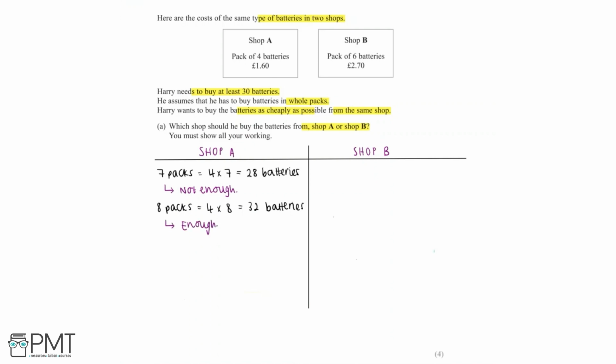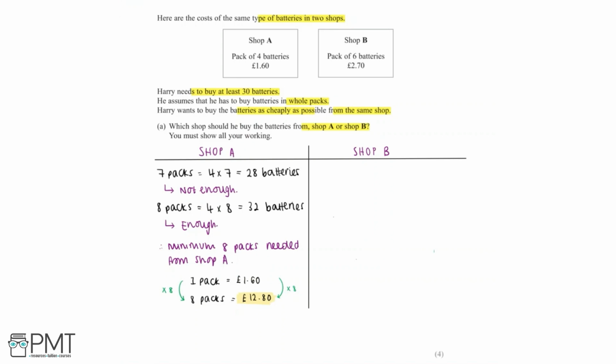We know that 7 packs of batteries from shop A will not be enough, and so we can say that the minimum number of packs that Harry can buy from shop A in order to have at least 30 batteries is equal to 8. Well, now that we've found out how many packs that Harry would need from shop A, we can find out how much he would pay. We know that 1 pack of batteries from shop A is £1.60, and to find the price of 8 packs, we'll multiply both sides by 8. £1.60 multiplied by 8 is equal to £12.80, and so we can say that 8 packs would cost him £12.80.